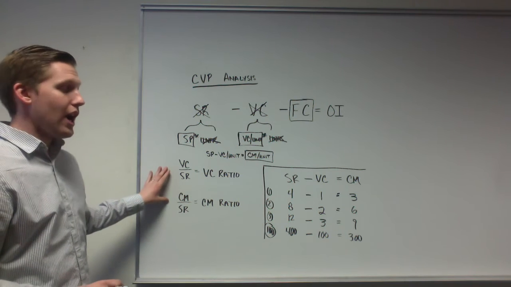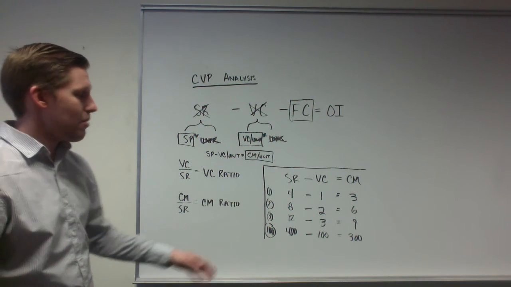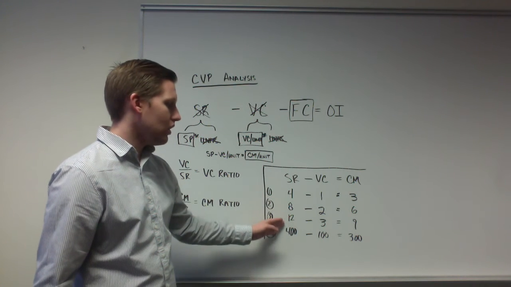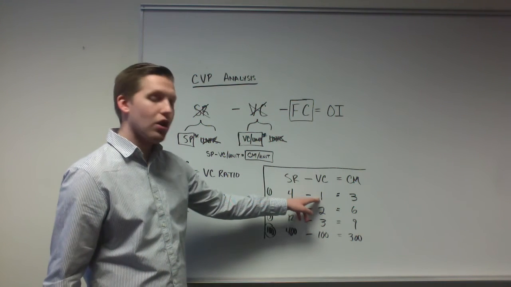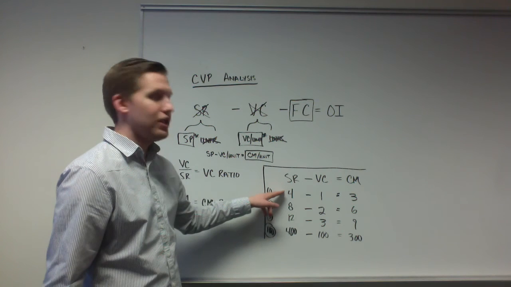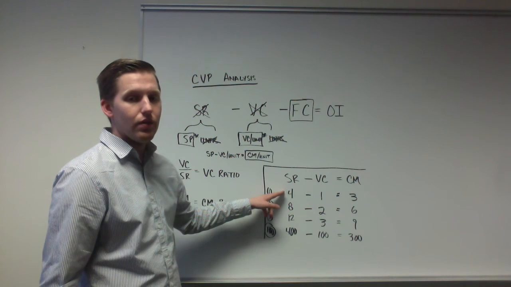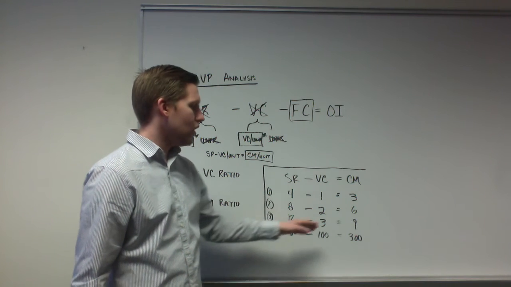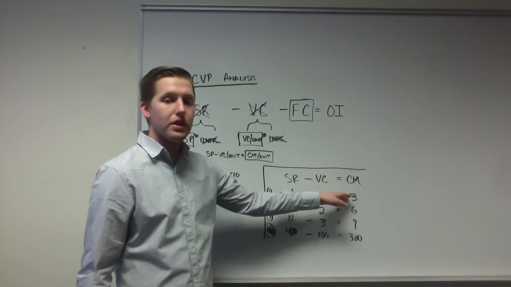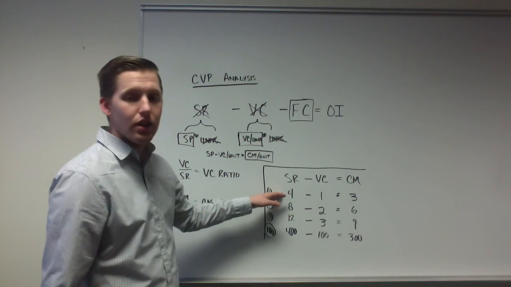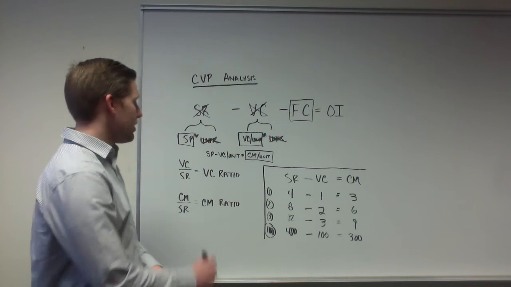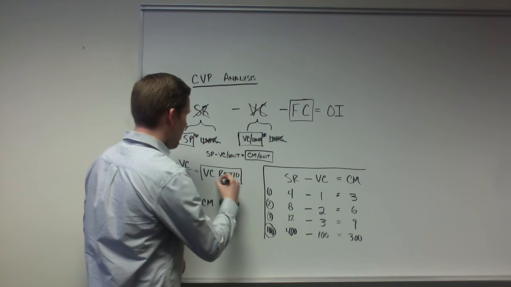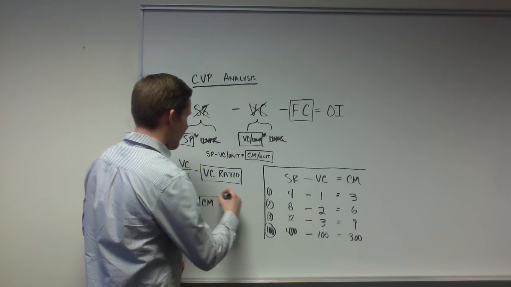Next, we care about our ratios. Remember I said earlier, it doesn't matter how many units I sell, variable costs are always going to be 25% of sales revenue. It doesn't matter how many units I sell, contribution margin is always going to be 75% of sales revenue. So these ratios do not change. So I'm concerned about finding these.